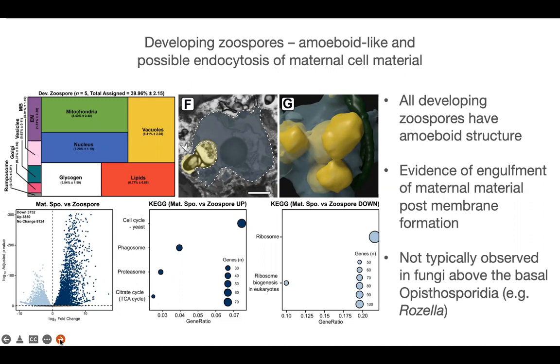Why is that such an important or interesting thing? If this is true, I mean, we think it's true, we saw it in all our replicates, but if we are seeing engulfment in the developing zoospore, this is really the first time that it's been shown in true fungi. So those basal epistosporidia that we talked about this morning, are they fungi, are they not fungi, like Rozella, they can do engulfment, but that was lost when we went into the true fungi.